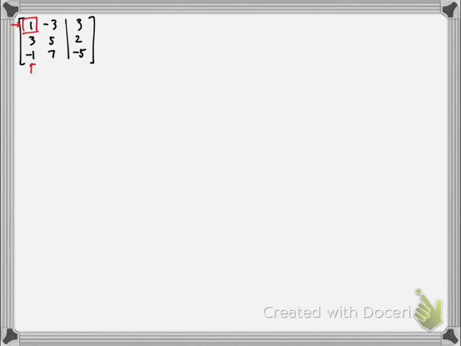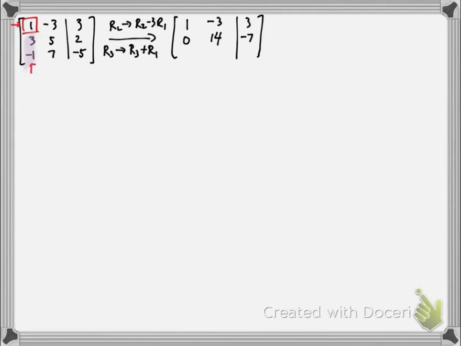First step of row reduction, I look at the leftmost non-zero column. Top entry of that column is going to be our pivot position. It's already non-zero, so I put a box around it, and that's the pivot. That's what we're going to use to clear off all the entries below. So I can kill off the 3 by replacing row 2 with row 2 minus 3 row 1. And kill the minus 1 by replacing row 3 by row 3 plus row 1. There's our pivot, and we cleared out all below.